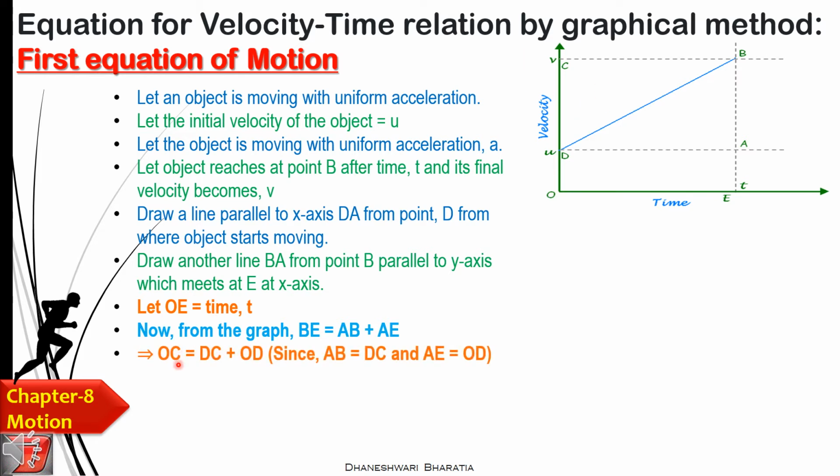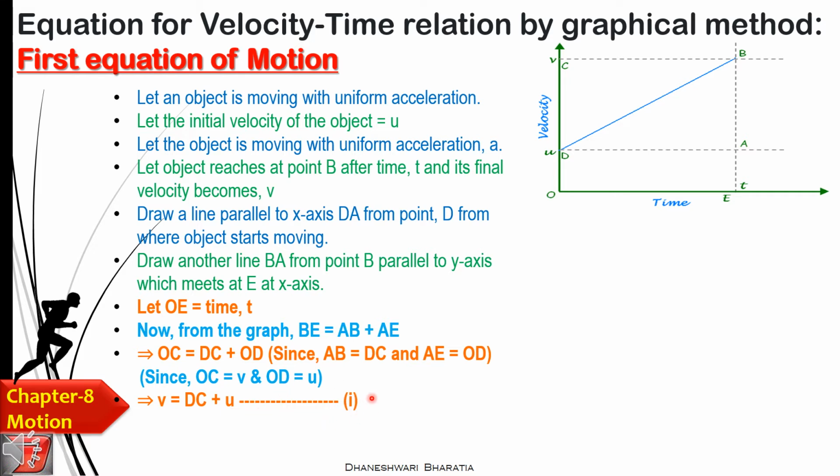So have a look at this. OC is equal to this OC. OC is equal to CD plus OD, just like we have AB is equal to CD and AE is equal to OD, right? So let's substitute the values here in the equation. What are we going to get? V is equal to DC plus U. Give it as first equation.